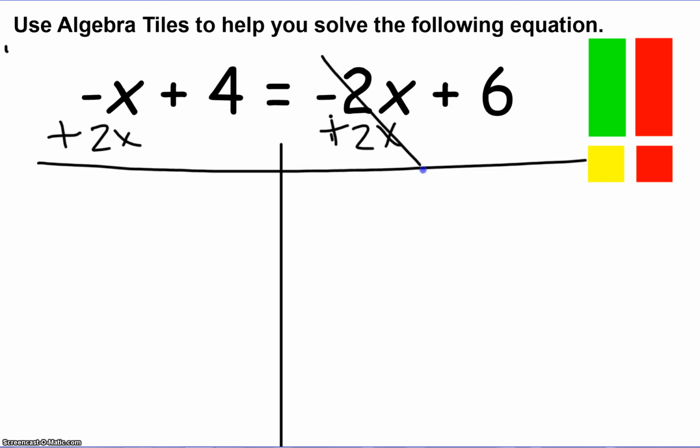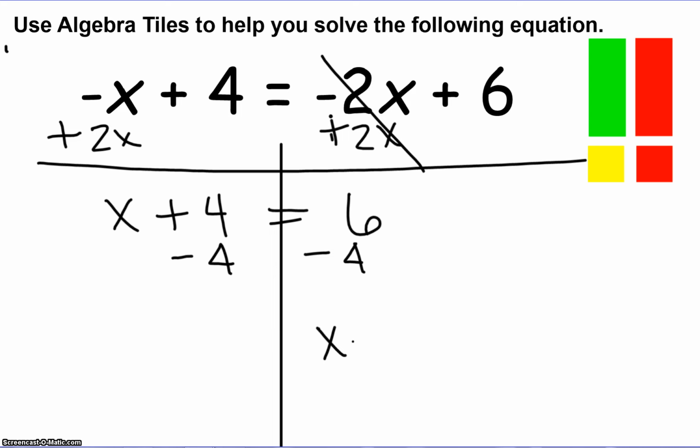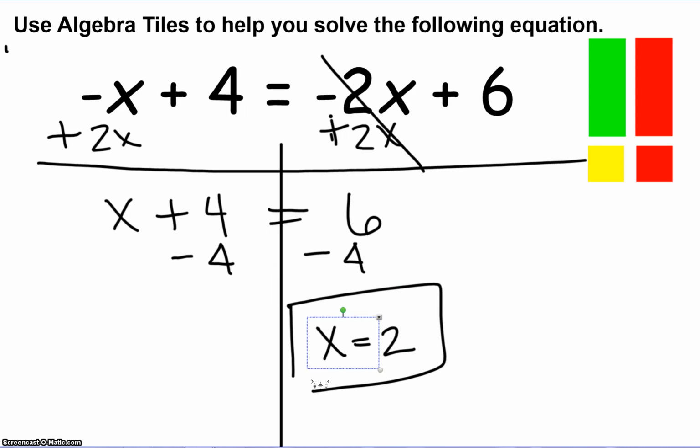Plus 2x. Draw your equal sign. You know those cancel. So, you're left with x over here plus 4 equals 6. Now, x is not by itself yet, so we have not solved. We know we need to get rid of this positive 4. In order to get rid of the positive, we have to do the reciprocal. So the reciprocal of positive is negative. So minus 4, x equals 2. And then that's your answer.